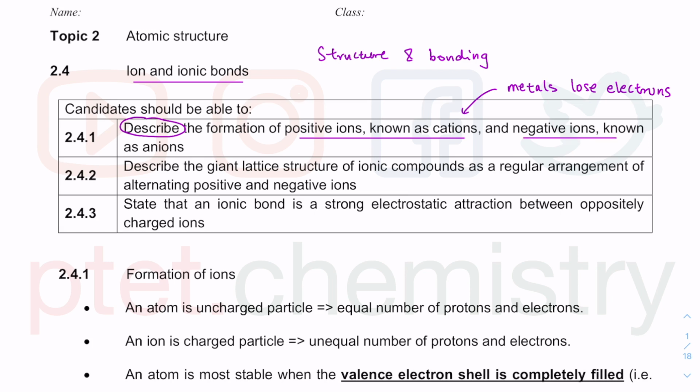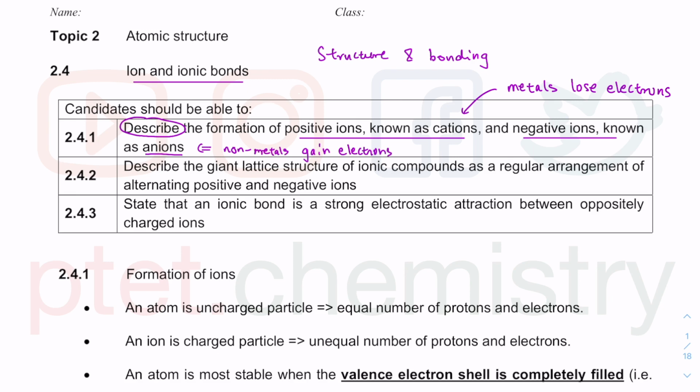Negative ions are known as anions, and of course we get them from the nonmetals. The nonmetals on the far right of the periodic table, they will gain electrons in order to get to a fully filled outer shell. And when they gain electrons, you started from the atoms which are uncharged. When they gain electrons, they become negatively charged species.